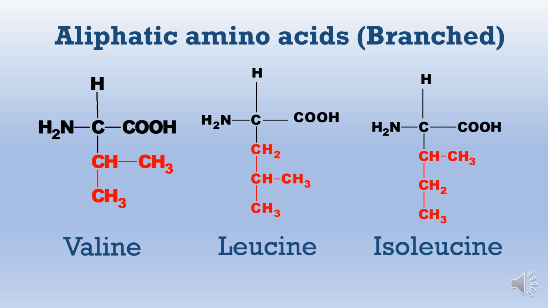Next amino acid is leucine. Other names for leucine are 2-amino 4-methyl pentanoic acid, formula C6H13NO2. The side chain is an isobutyl group, found in all proteins, encoded with UUA, UUG, CUU, CUC, CUA, and CUG.